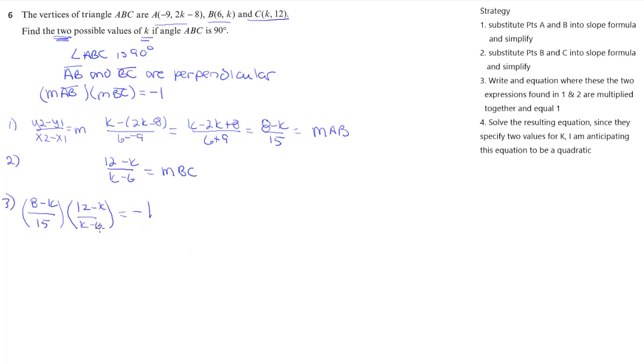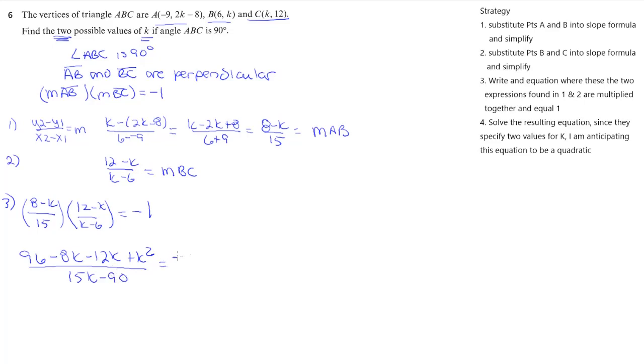So then the third part of my strategy is to write an equation with these two things multiplied together equaling -1. So now all I'm going to do is multiply those two binomials in the numerator and then distribute the 15 and the k minus 6. When I multiply those together, I'm going to get 96 minus 8k minus 12k plus k squared, and then again it's going to be over 15k minus 90. And then, of course, I'm going to make that equal to -1.